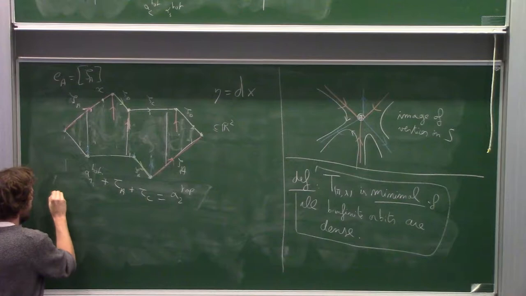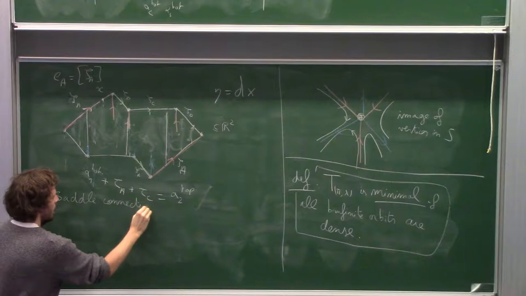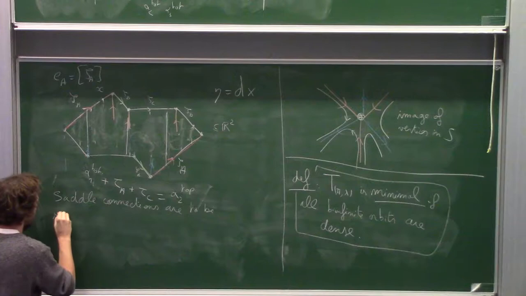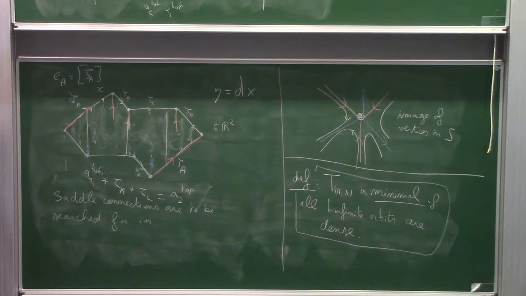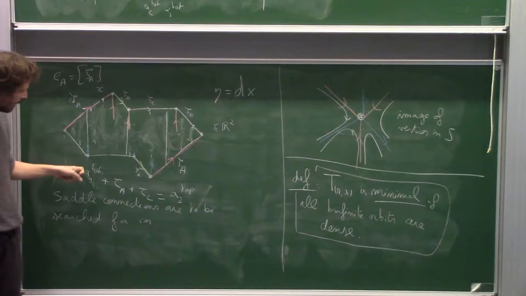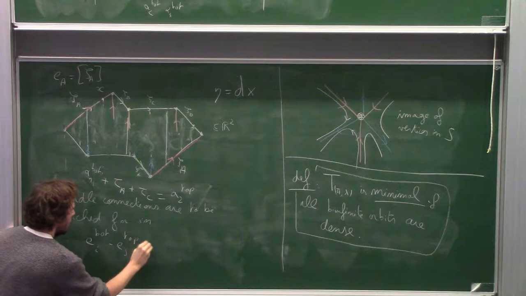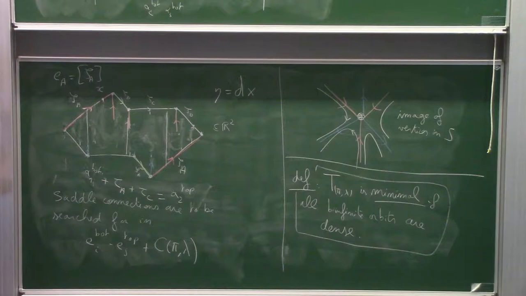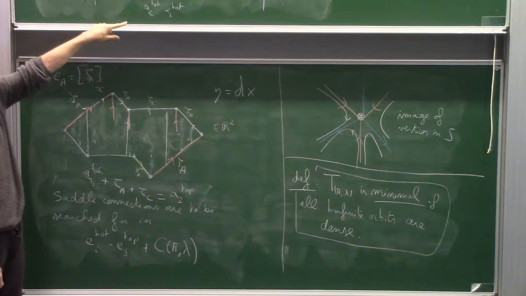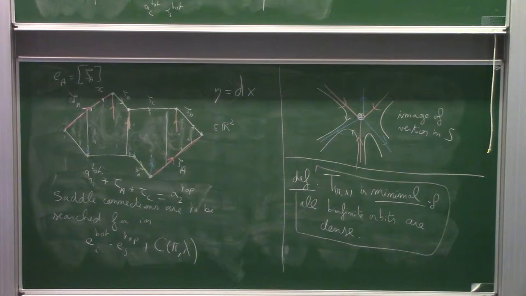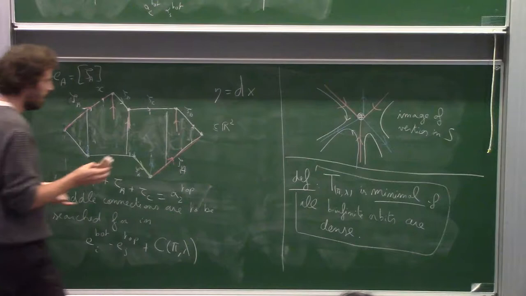So, saddle connections are to be searched for, not exactly in the cone, but in the translates of the cone by this alpha bottom minus alpha top. So in the E I bottom minus E J top plus C phi lambda. And E I bottom, E J top are just the homology classes corresponding to the holonomy of these points on top. If it's not clear, I can make it more precise. And then from there, you have a more general criterion than this one.